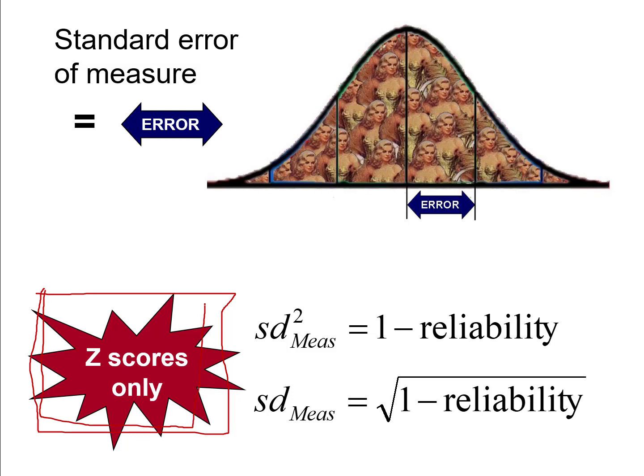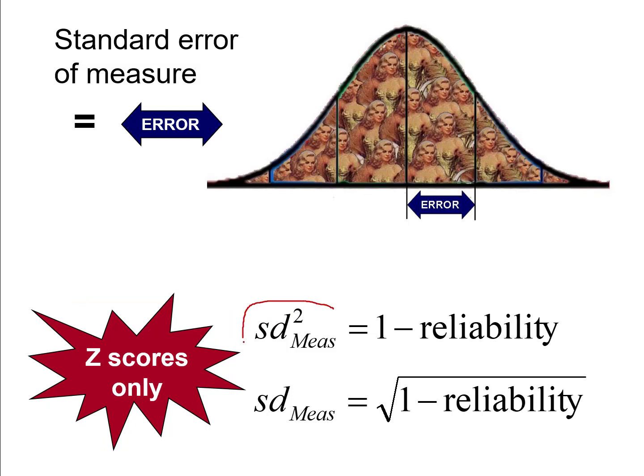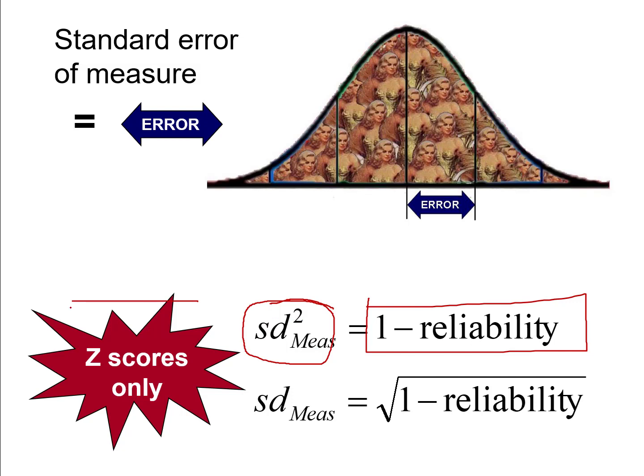So for example, if I've calculated Cronbach's alpha, and Cronbach's alpha gives me an estimate of reliability, I can take that value I got from Cronbach's alpha and plug it into a formula to estimate the standard error of measure. And the formula gets really simple if I want to deal with squared values. So if I want to say what is the squared standard error of measure, that turns out to be equal to simply 1 minus reliability. So essentially, the squared standard error of measure is simply the opposite of reliability. It's simply 1 minus reliability, and that gives you your squared standard error of measure in z-score units only.